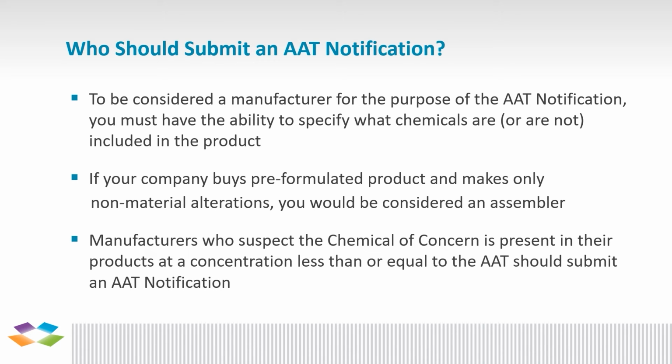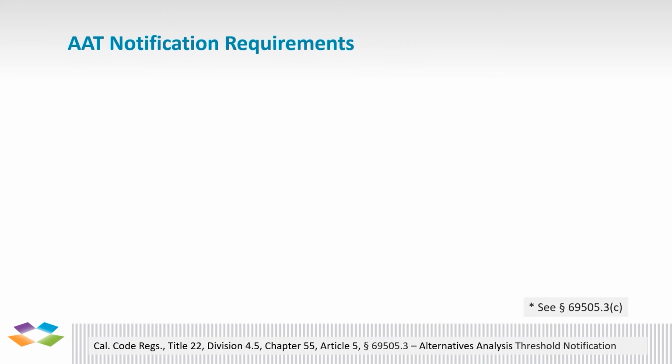Manufacturers who suspect the chemical of concern is present in their products at a concentration less than or equal to the AAT should submit an AAT notification. Now we'll talk about the elements that need to be included in an AAT notification.